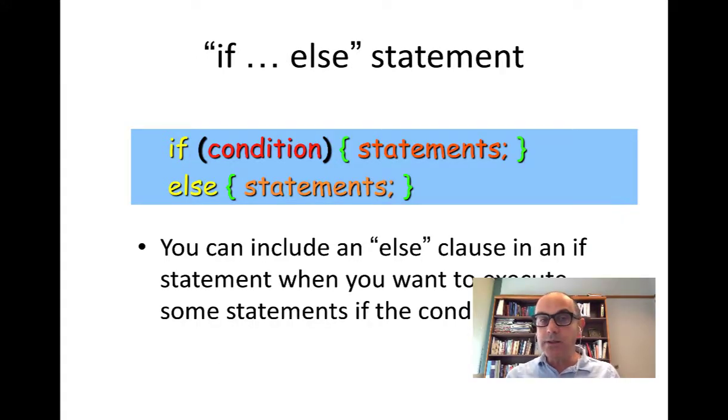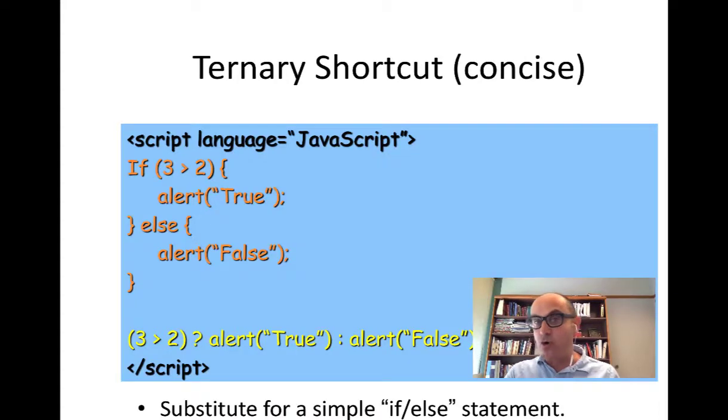The if else is a conditional statement, where the else statement comes out if the if statement's condition is false. So in this case, I'm going to put some conditions. 3 is bigger than 2. Alert true, else it's false. So again, this is something that is always in our mind when we are working with the if condition.